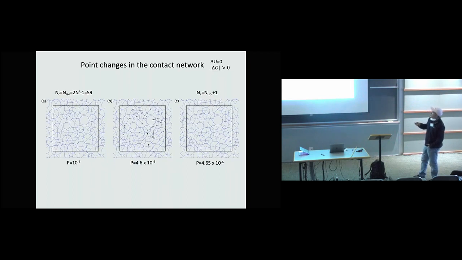What happens here is you can see the particles are moving. I exaggerated the displacements, multiplied by like 100 or something, to look at the particles. So you can see these two particles are moving towards each other. And then when I make the small pressure change, these actually form a contact. And then all the other forces change a little bit to accommodate that new contact. So that's called a point change, where you can have a change in the contact network that's continuous in energy, but it actually causes a discontinuity in the shear modulus.